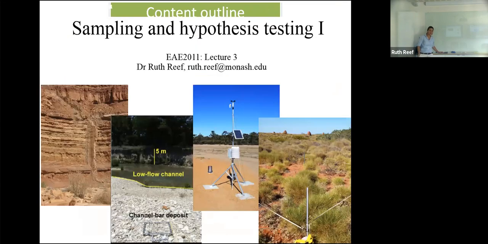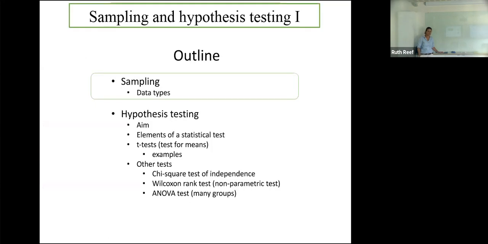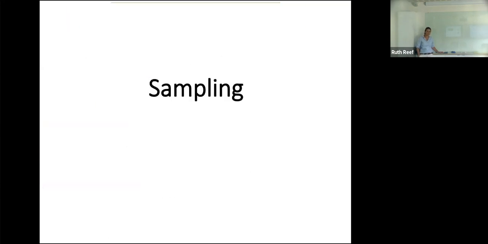So, how we sample and hypothesis testing, part one. We can sample in a lot of different ways. Many of you will sample either a data set or remotely sensed data, or go out in the field and put out quadrats, or collect rocks, or whatever it is that you do, or collect some atmospheric measurements. But you're going to have a data set one day, and you're going to have to use that data set to test any hypotheses that you have made. So we're going to talk about data types first.